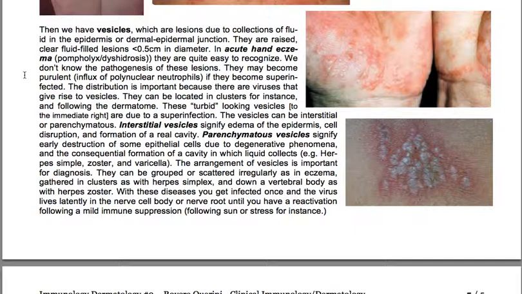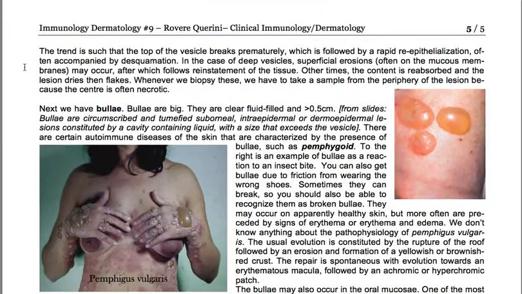The arrangement of vesicles is important for diagnosis. They can be grouped or scattered irregularly as in eczema, gathered in clusters as with herpes simplex, or down a vertebral body as with herpes zoster. With these diseases you get infected once and the virus lives latently in the nerve cell body or nerve root until you have a reactivation following a mild immune suppression, following sun or stress for instance.